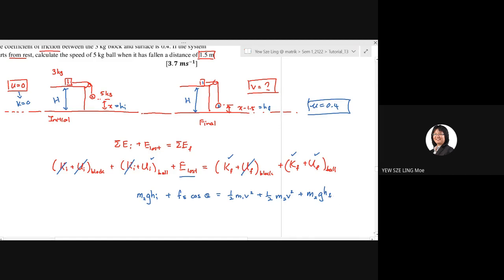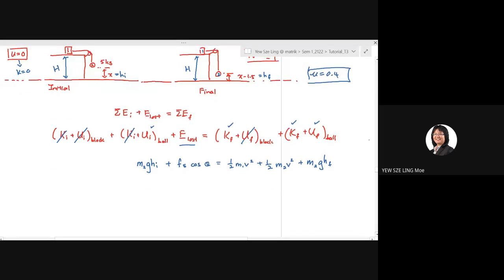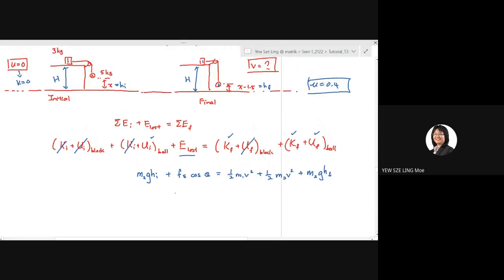But if you look at my equations, there's still no information involving the coefficient of friction. So we need to expand this equation some more. So m2 g h initial plus, now in order to apply mu in our equation, we need to expand the frictional force, because we don't have the frictional force either. But what we do have is mu N.